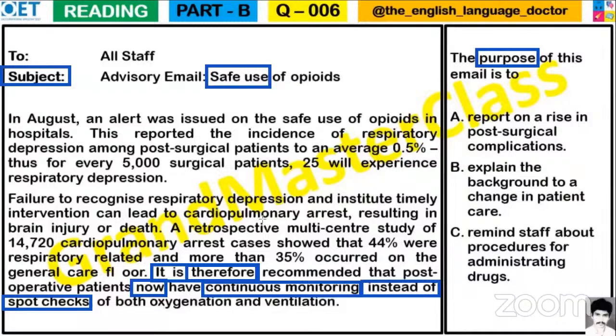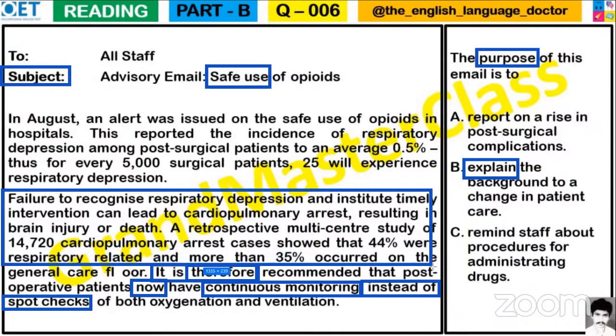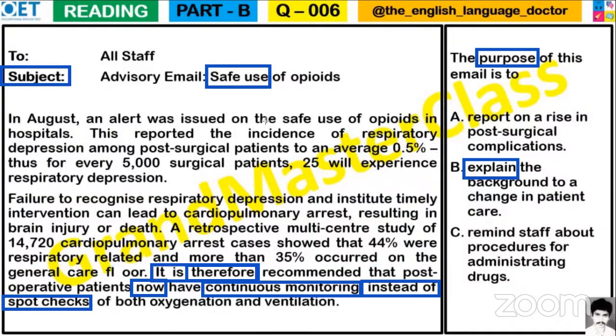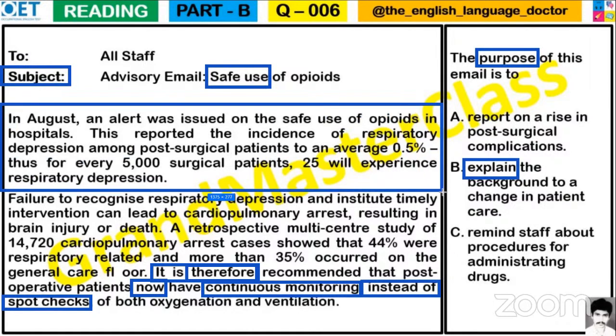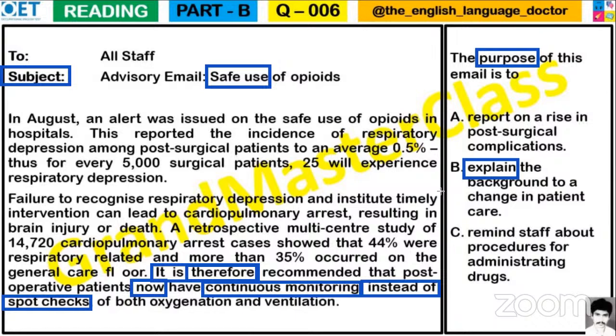So what should you do? They changed. So why? Okay, he explained the background first. This is all explanation. This is also explanation. Safe use of opioids, this is also all explanation. Okay, explanation is given, the background is given. And afterwards, he is giving this explanation to the background, why these are happening.